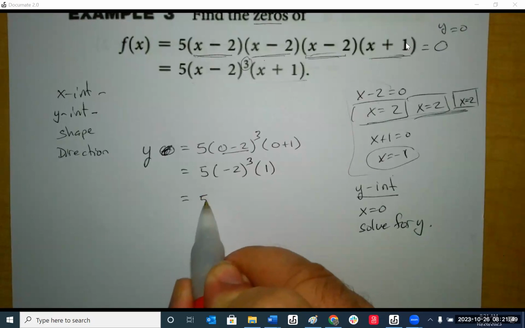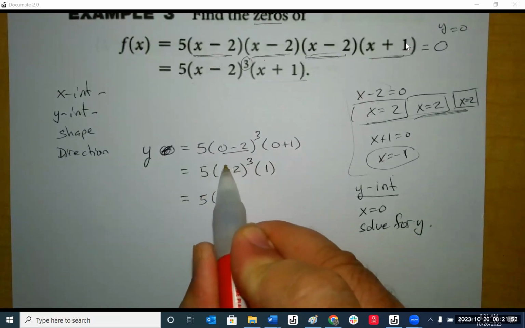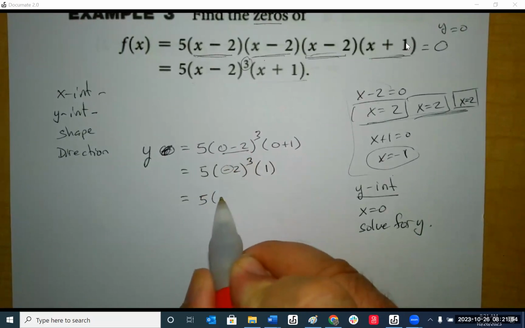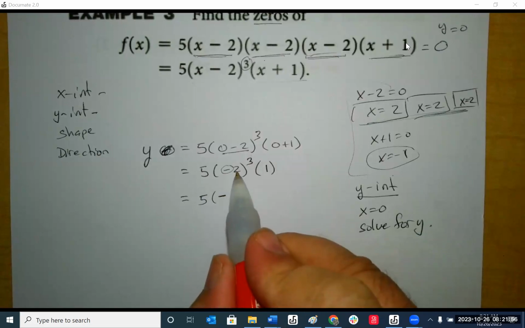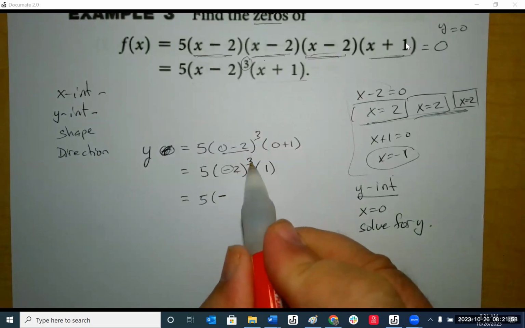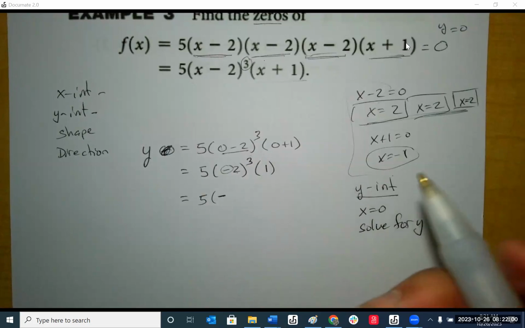Again, since we have a negative inside the parentheses and it's odd, the answer is going to be negative 2 to the third power. So it's 2 times 2 times 2. You don't have to raise your hand. This is not high school.